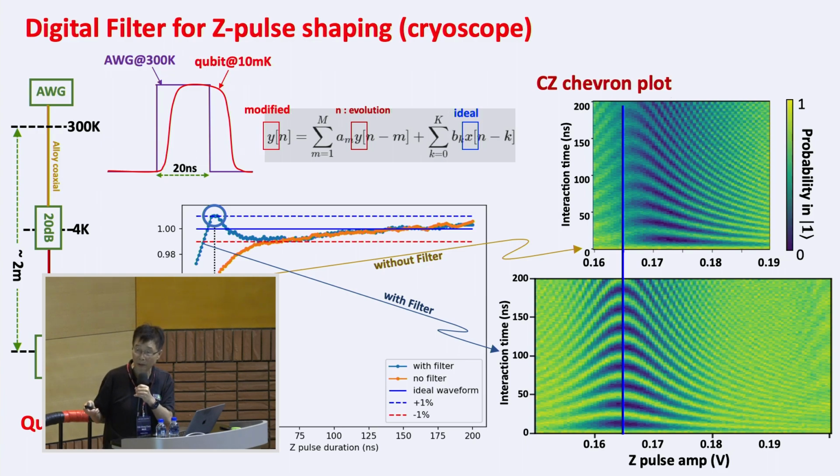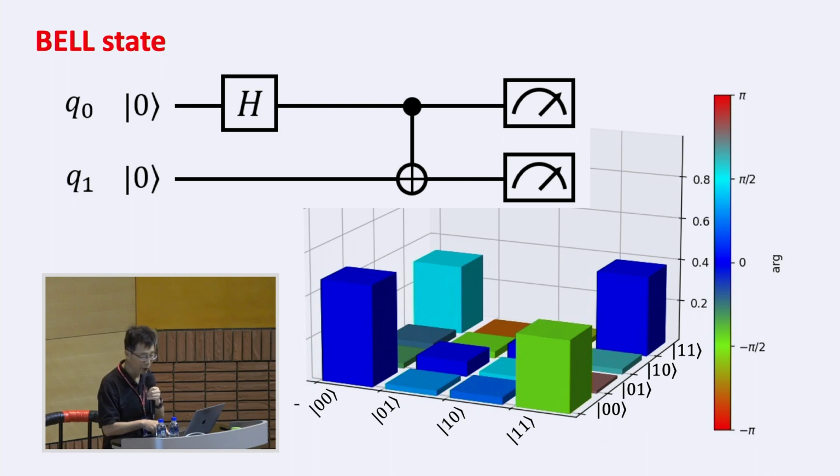And with this, the result is that before fine tuning, we see the CZ chevron plot looks like this, but with fine tuning we can finally make the symmetry look better. Okay, so with all this, we can achieve a Bell state. Of course, it's not ideal, but yet we can see clearly that the population on the 0,0 and 1,1 states are at the maxima. And these two are just imaginary parts.